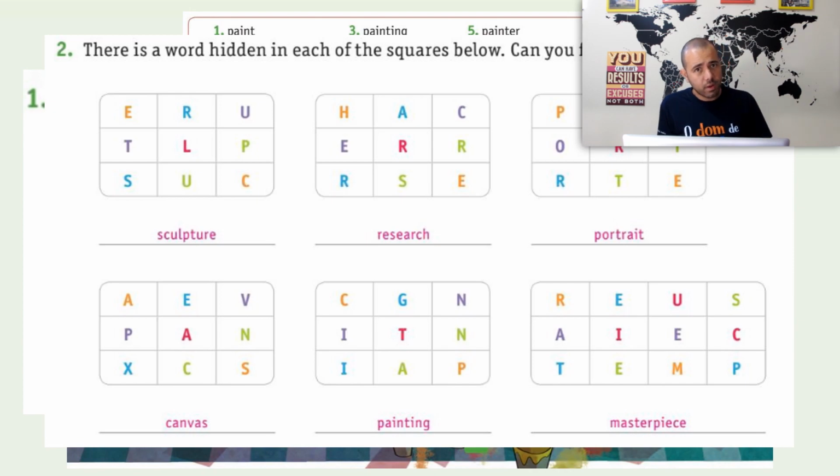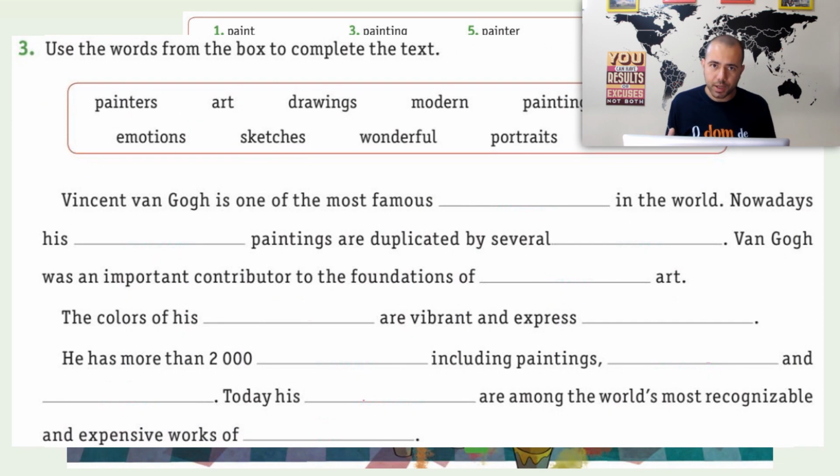This exercise is very nice. Exercise number 3. You're going to have here reading comprehension. You have special words that you're going to use to complete this text. The special words that we have are painters, art, drawings, modern, paintings again, artists, emotions, sketches, wonderful, portraits, and artworks. Guys, actually the first one is painters, and the other one is paintings. So painter is the person, and painting is the object.